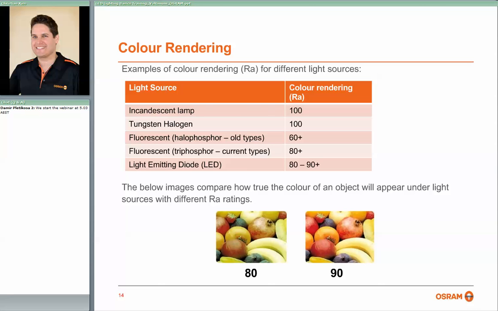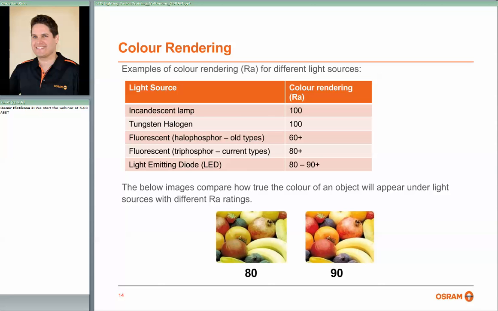Again, this table here is just a bit of a comparison of different technologies and how different products perform. The old fluorescent halo phosphor tubes, which are pretty much phased out now, used to only have a color rendering of 60, so things could look quite washed out, and there were many complaints a long time ago with people not liking fluorescent lights because they don't see natural colors under it. With the more common recent fluorescent technology, the tri-phosphor tubes, which use 3 different types of phosphors, the color rendering's naturally a lot better, and therefore you don't really have these same issues anymore.